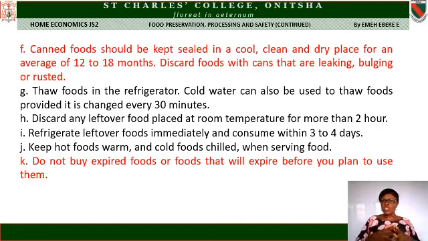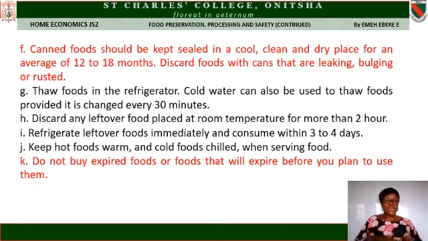What do you mean by bulging? You see some of them, they'll start to swell up. Their cans will start to swell up. When you see such a thing, don't use them. Something is wrong with that food. Then, don't use rusted ones. The ones whose cans have already rusted, make sure you throw them away to avoid all these microorganisms.